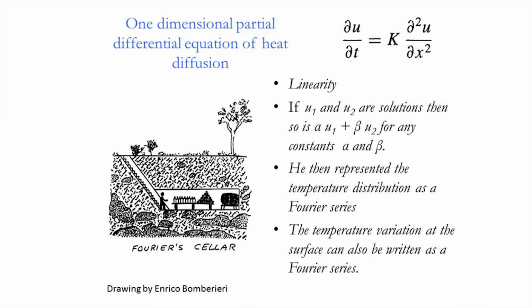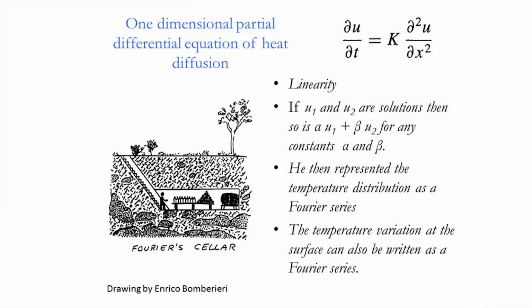Right? And so the core thing here is that if you can find U1 and U2 are solutions, then so is any linear combination of them. So alpha amount of U1 plus beta amount of U2 will also be a solution. Right? And the basic core ones that we're going to use are these trigonometric functions of sine and cosine. So what Fourier did was he represented the temperature distribution at depth x at time t in terms of these Fourier series, which involves sines and cosines.